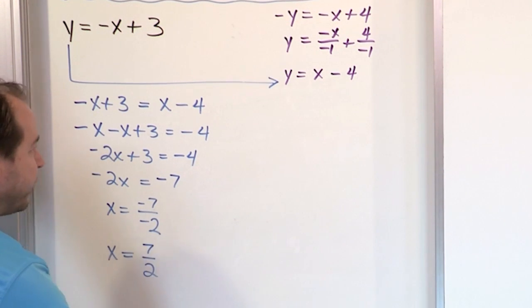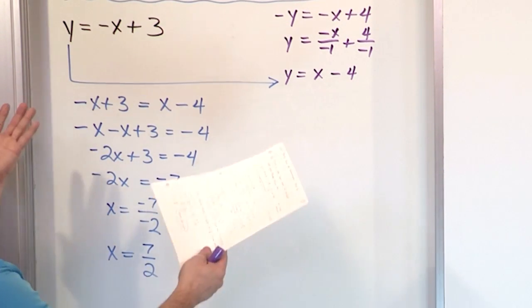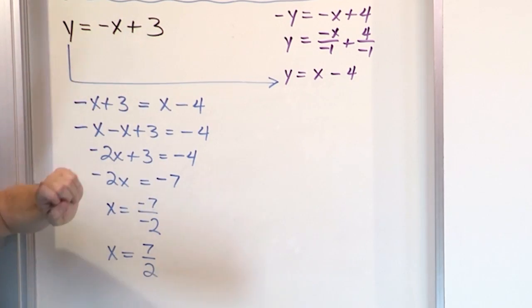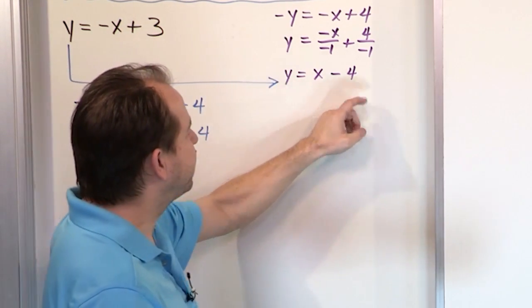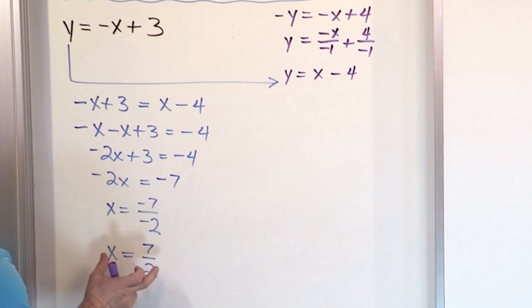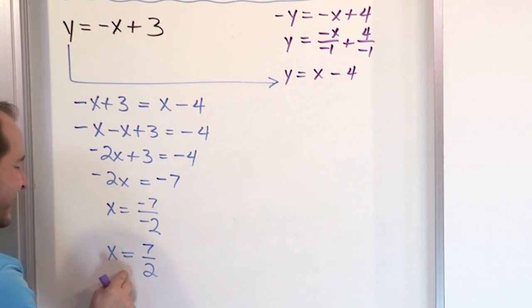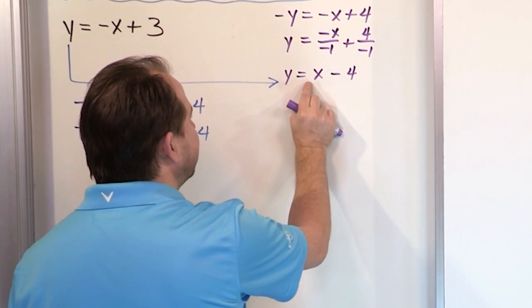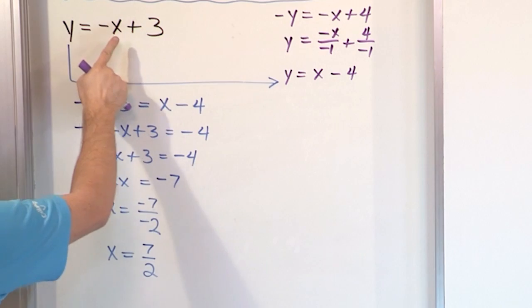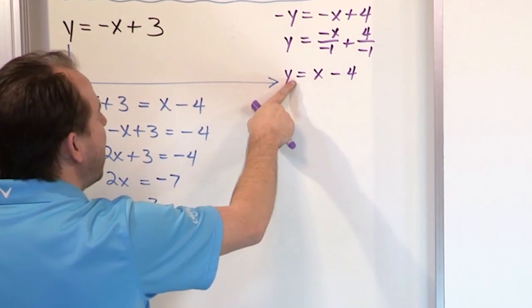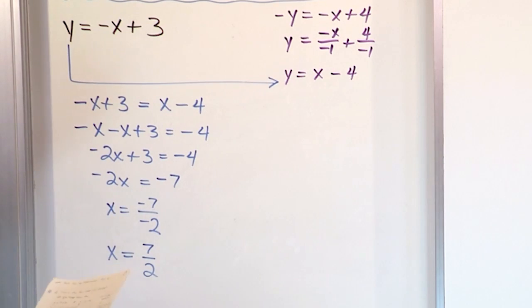How do we find the other half of the answer? Well, look at what we were given. We have two equations. One of them is y is equal to negative x plus 3. The other equation is y is equal to x minus 4. And now we're saying that we know what the x value is. That's the solution of this guy. So if we know this, we should be able to stick this value into this equation, or we can stick it into this equation. Either way, we should get the corresponding value of y that works.